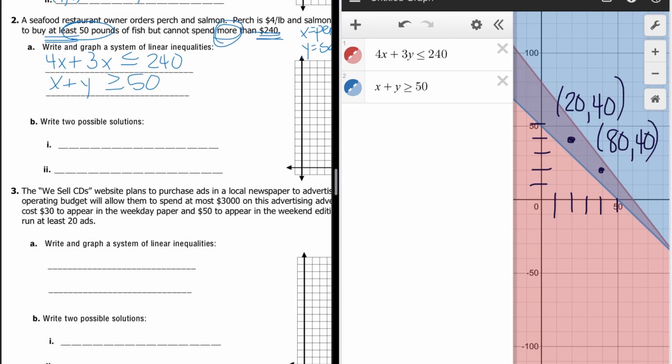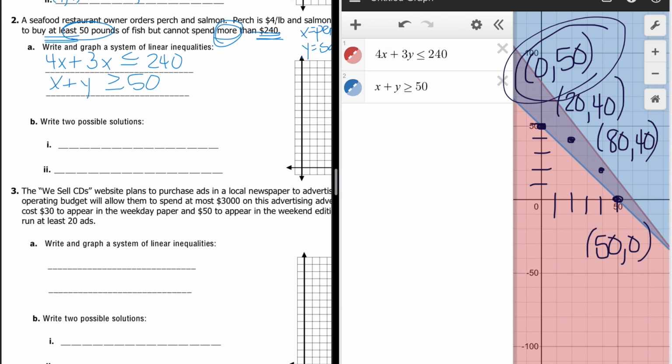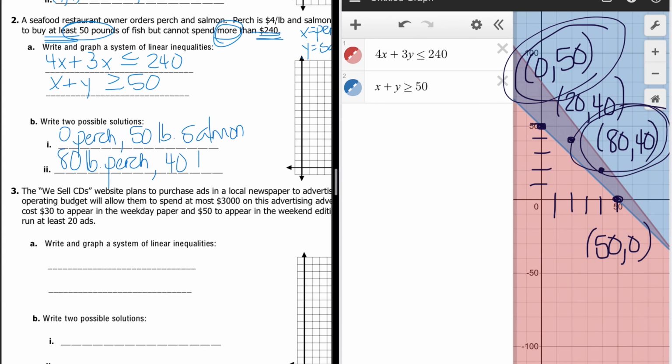Since both lines are solid, we could even pick this point right here, 50, 0. I could get 50 of one and none of the other. Same thing here, 0, 50. Remember, I can be on the line as long as it's solid. So any of those choices would work. Let's say I'm going to go with 0, 50. So I'm going to buy 0 perch and 50 pounds of salmon. Or let's go with 80, 40. I'm going to buy 80 pounds of perch and 40 pounds of salmon.